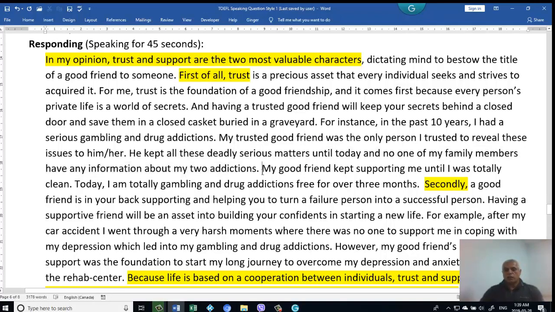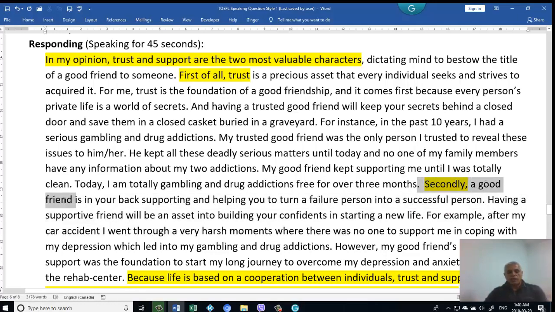My good friend kept supporting me until I was totally clean. Today I am totally free of gambling and drug addictions for over 3 months. Let's go to the second one.